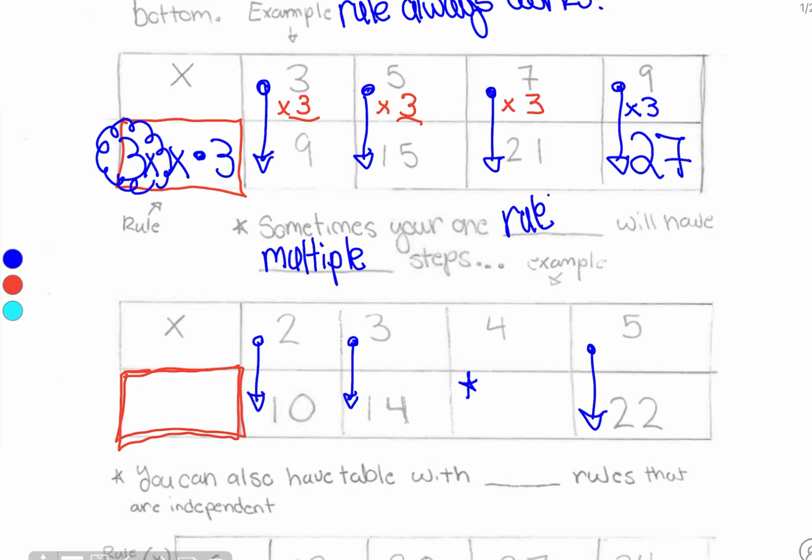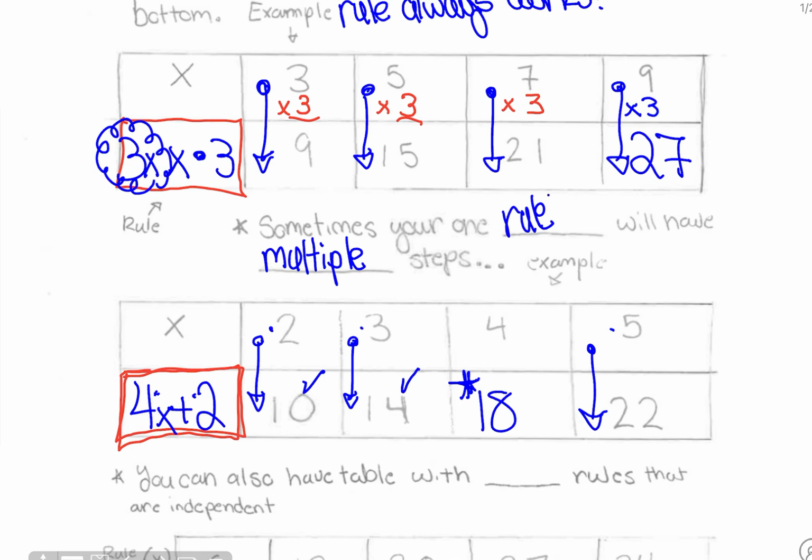Now that we're back, I will give you the little hint that our rule is going to be 4x, so we'll multiply the top number by 4, and then I'm going to add 2. So 2 times 4 is 8, and 8 plus 2 is 10. That works. 3 times 4 is 12. 12 plus 2 is 14. 5 times 4 is 20, and 20 plus 2 is 22. So that works. So I can apply that rule for this box right here. 4 times 4 is 16, and 16 plus 2 is 18.